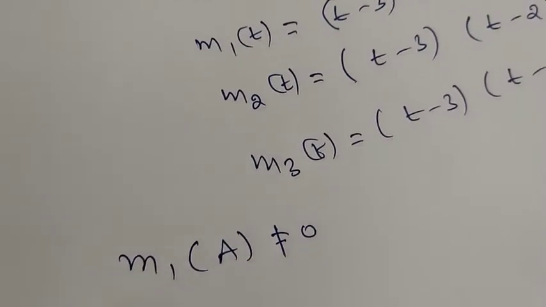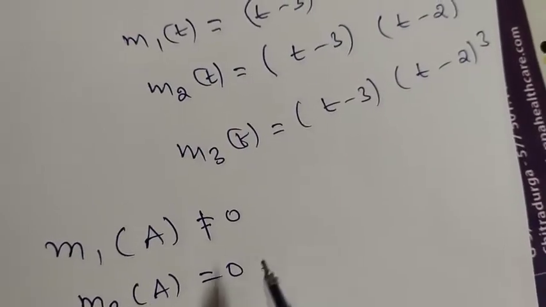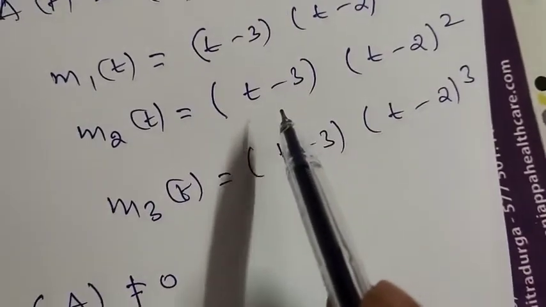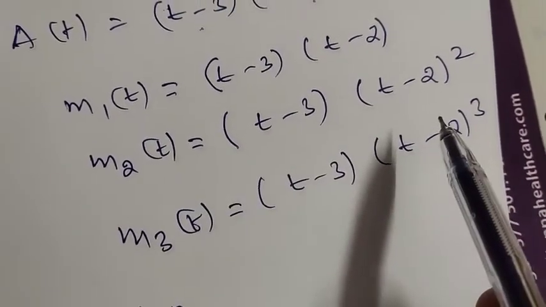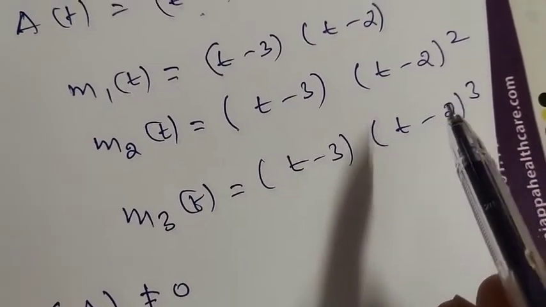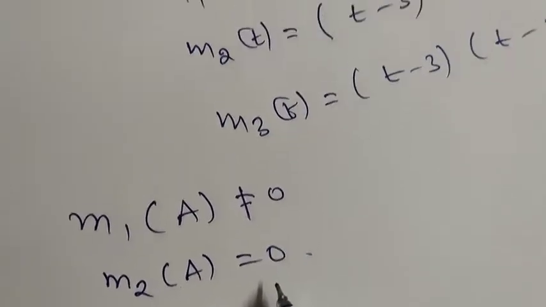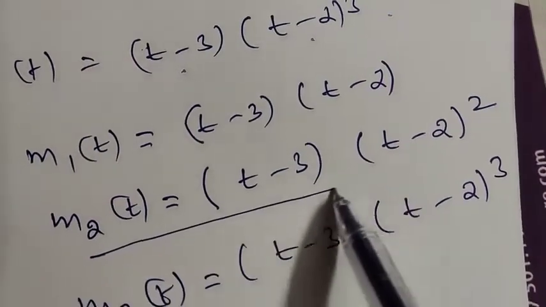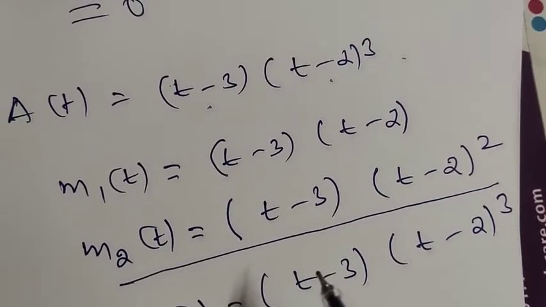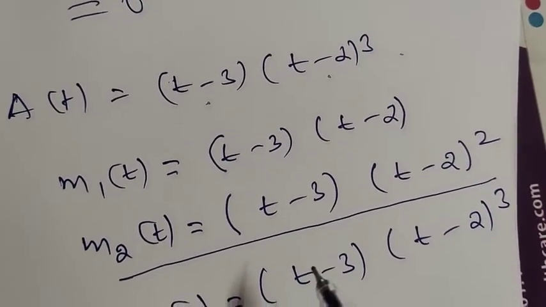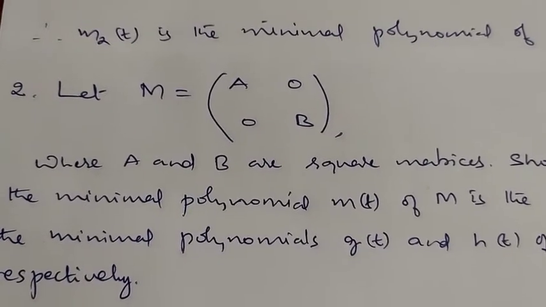Now if you find m2 of A, you can verify this. m2 of A means (A minus 3I) into (A minus 2I) whole square. You calculate all the things; that's a very simple matrix computation. So you can see that m2 of A is 0. So m2 of t becomes the minimal polynomial of the given matrix. Understand this?